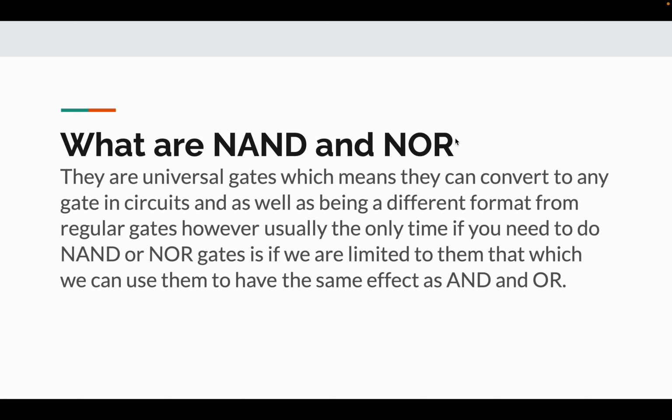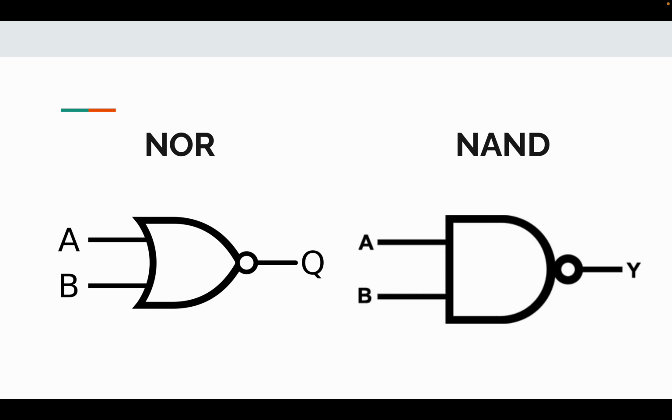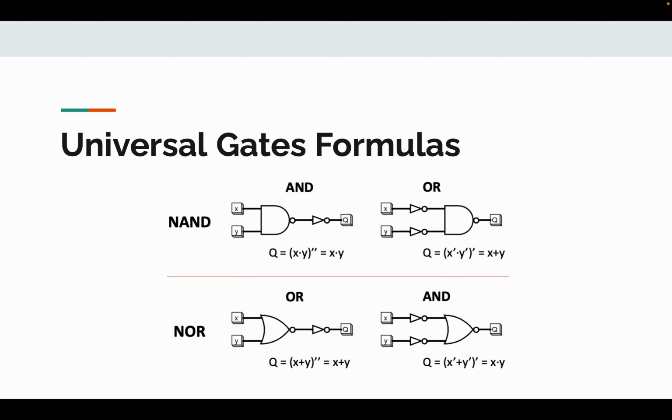And what both NAND and NOR are is that they are both universal gates, so we can convert them into different expressions. Before we go into that, we can see what a NOR gate would look like, and what a NAND gate is going to look like as well. Now, for our universal gate formulas, this is how we're able to convert it into regular expressions.